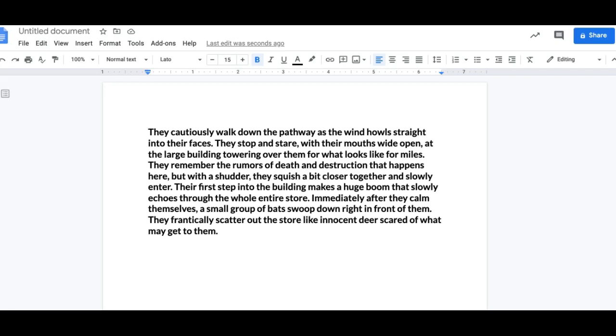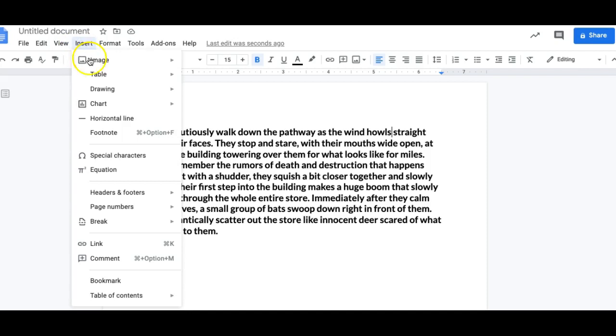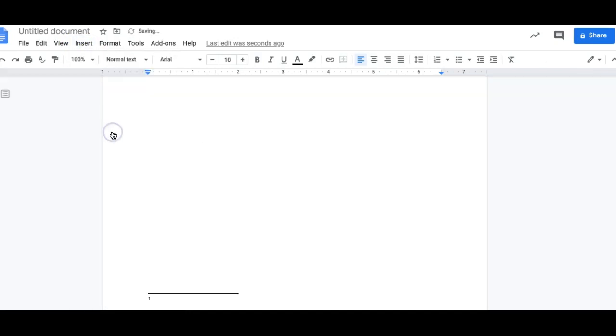To show you how to insert a footnote, I'm going to use an example from a previous year. This student wrote, "They cautiously walk down the pathway as the wind howls straight into their faces." Right here, this student said wind howls, which is an example of personification. So I'm going to put a mark by where the strategy is used. I'm going to go to Insert, Footnote, and that's going to take me to the bottom of the page where I can then type out my footnote.